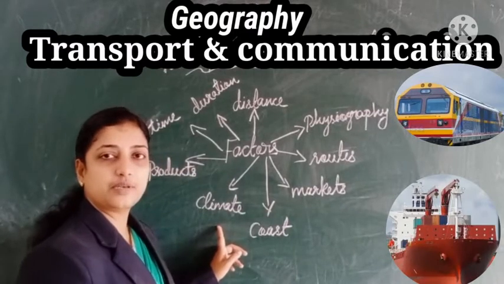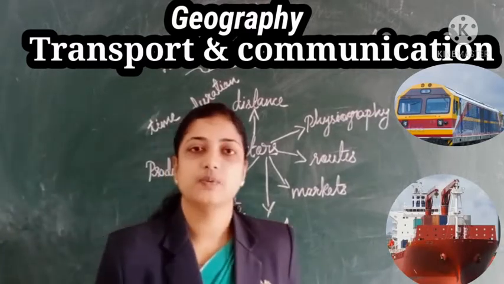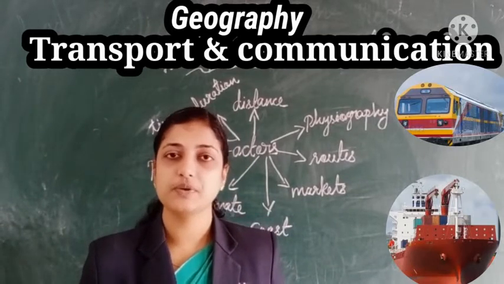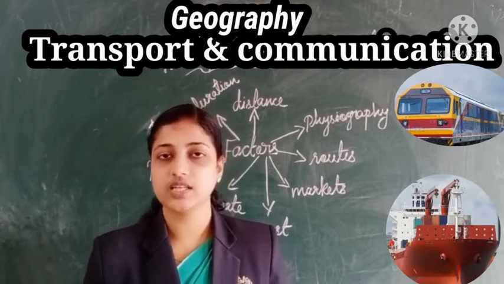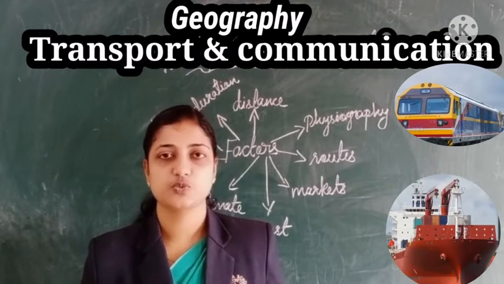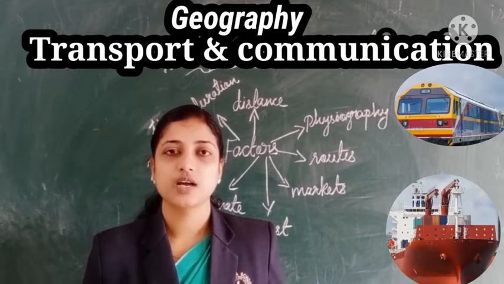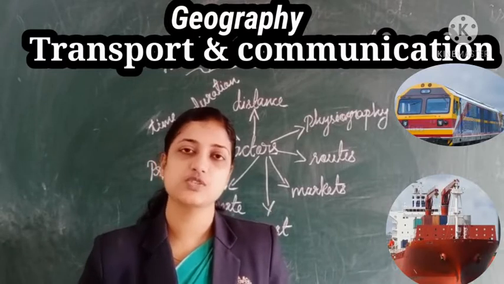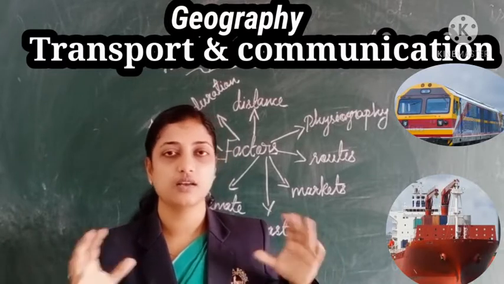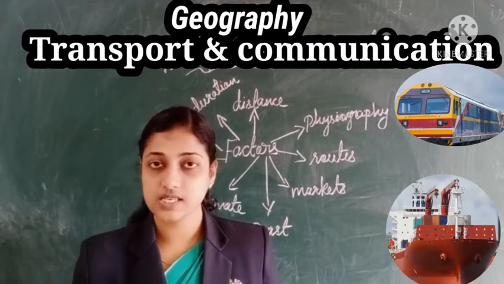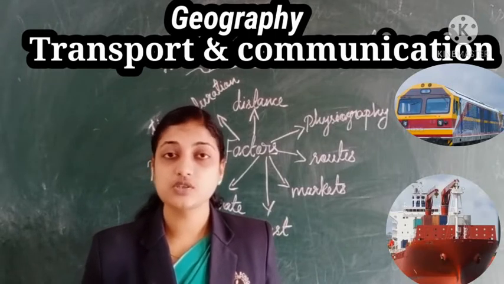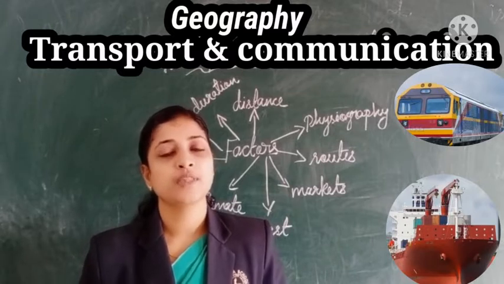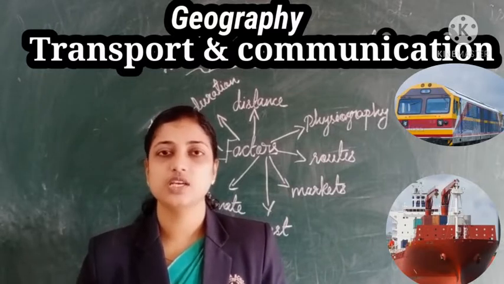Next one is climate. How is climate playing an important role? We learned about precipitation in the 5th chapter. If there is more rainfall in a region, there will be less transportation. Sometimes fog is a barrier to transportation because it affects our visibility. In the same manner, hail showers and snowfall all affect the transportation system. They can destroy the transport and communication system.